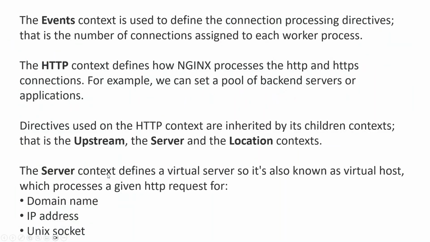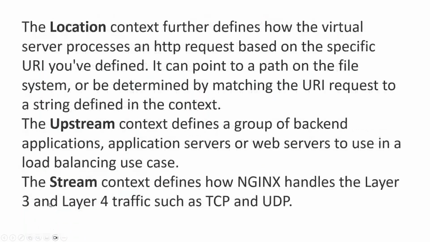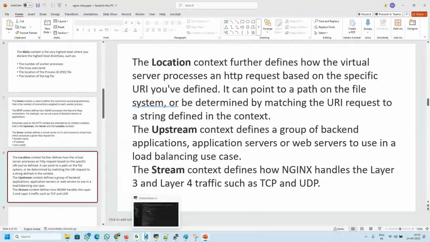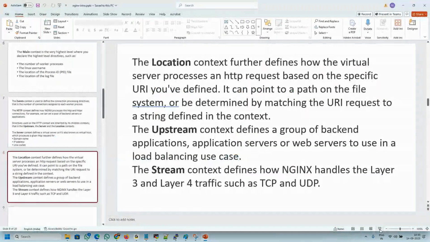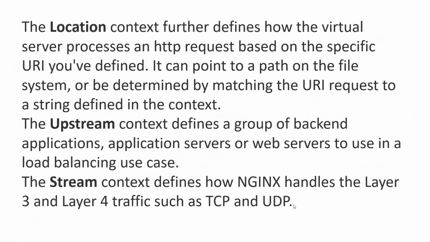So here you see the server context defines a virtual server. It's known as a virtual host which processes a given HTTP request for a domain name, IP address, and socket. Three things you can set up. Domain name, I explained to you. Location is this one. The location context further defines how the virtual server processes an HTTP request based on the specific URI you have defined. It can point to a path on the file system or be determined by matching the URI request to a string defined in this.